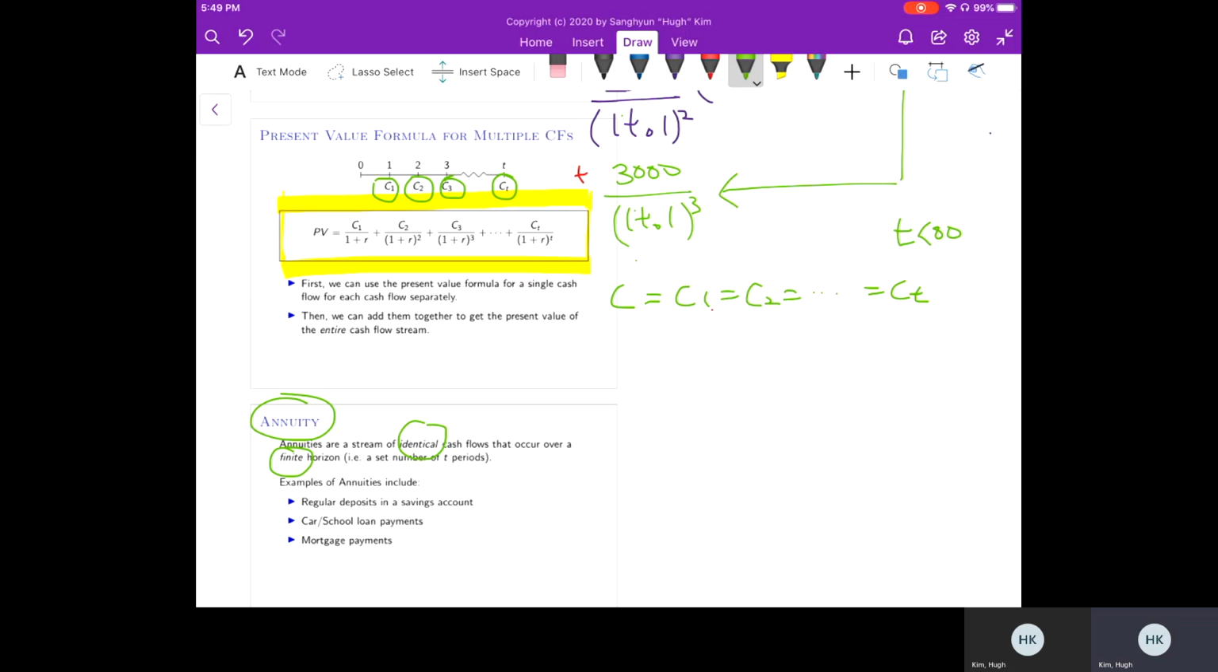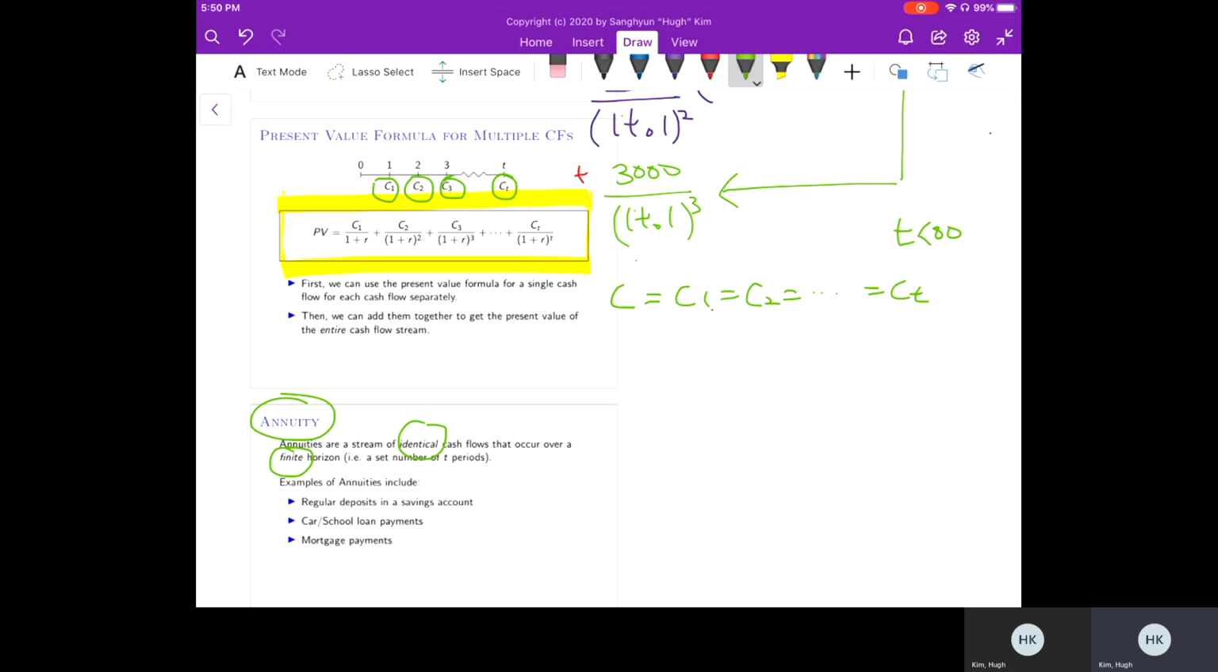So annuities are very common in practice. So here are some examples. A regular deposit in a savings account. So you save $100 every month for the next 10 years. So that's an example of an annuity. Also, car loan payments or student loan payments and mortgage payments are all examples of annuities. So annuities are pretty common. So it's really important to understand annuities very well.